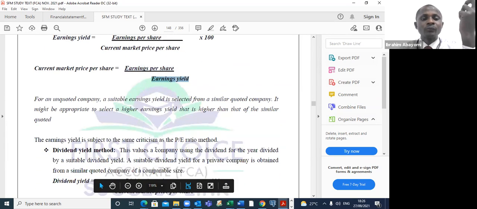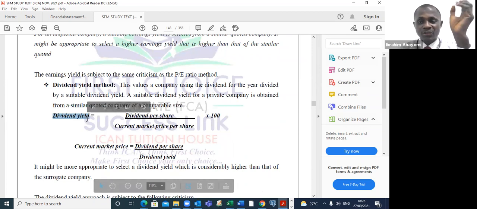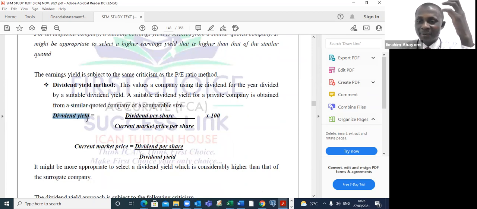So, apart from earnings yield, you can also use dividend yield. That's another way. All this we are discussing here are under income-based or what we call market-based. I've given you price earnings ratio, earnings yield, dividend yield. Dividend yield is computed as dividend per share over current market price per share.